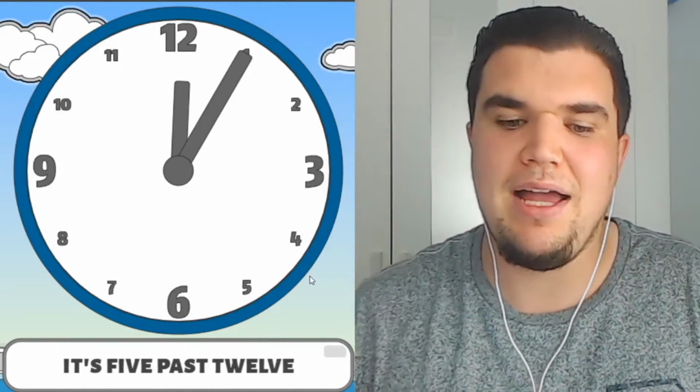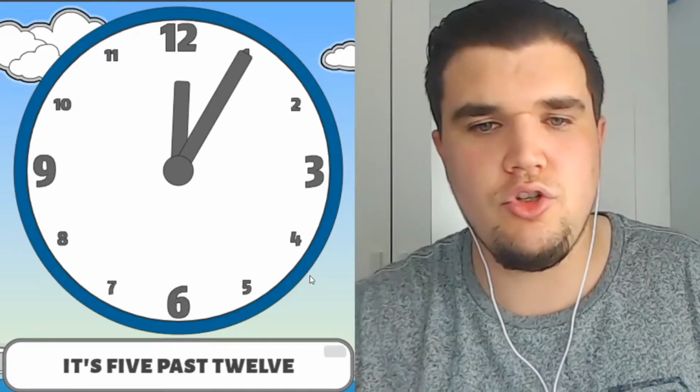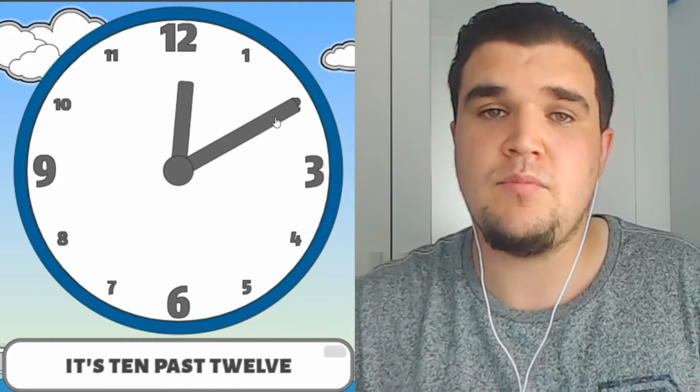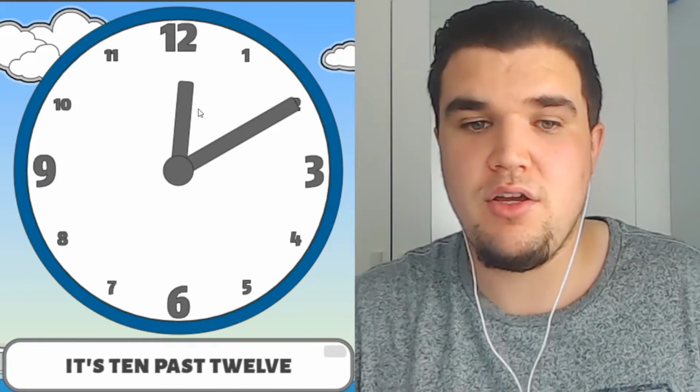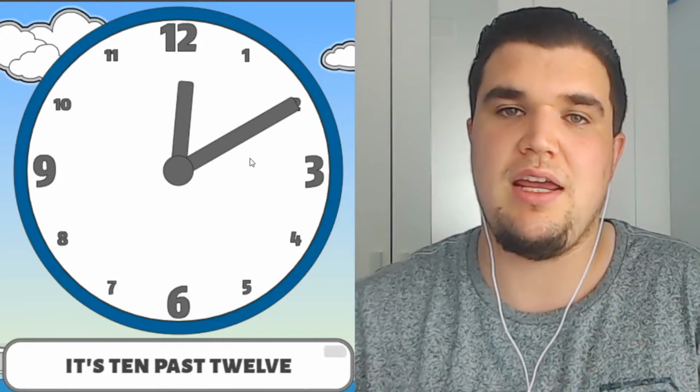We'll move the big hand to the 1, which represents 5. So we say, it's 5 past 12. Good job. Next one. We move to the 2, which represents the 10-minute mark. Now we say, it's 10 past 12. You see here, the little hand is just after the 12 and the big hand is on the 2, which represents 10. So we say it's 10 past 12.